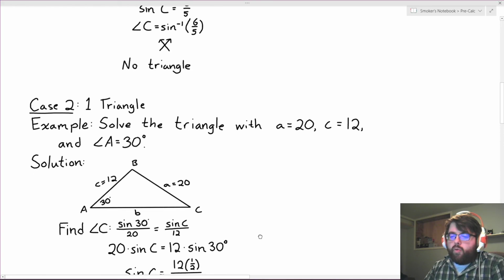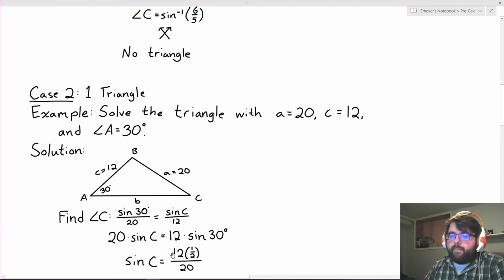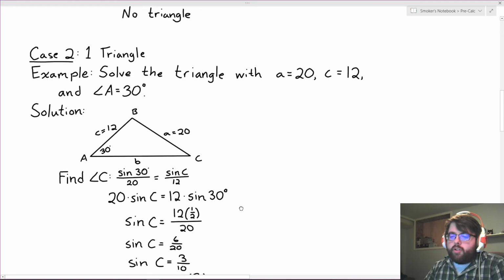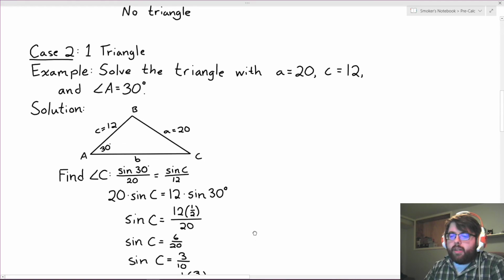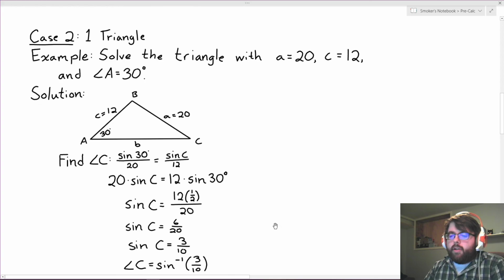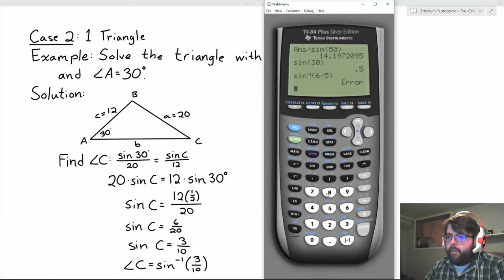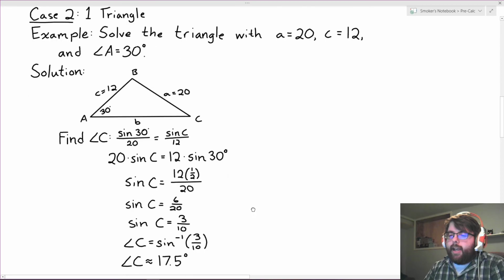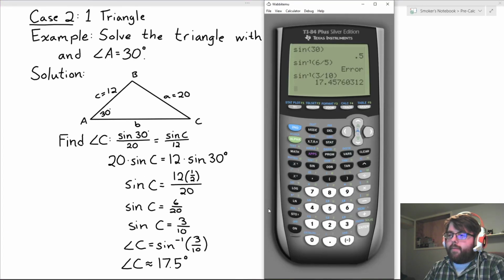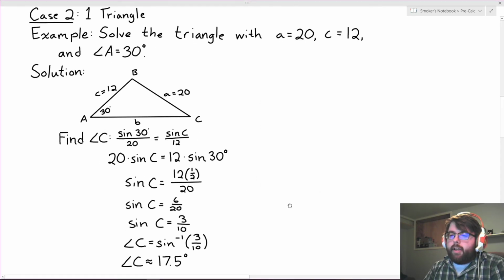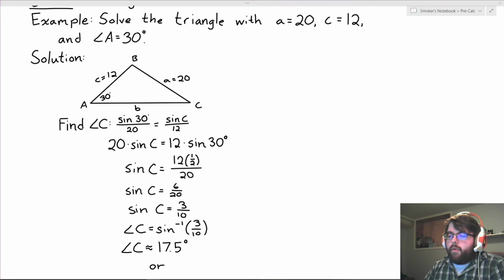Again, 30 is nice. Sine of 30 is 1/2. So I'm going to have 6 over 20, which is 3/10. So I'm going to do sine inverse of 3 over 10. You should see right off the bat that that's a lot better, because 3 over 10 is less than 1. And I get an angle measure of approximately 17.5. Very good. So here's the thing.